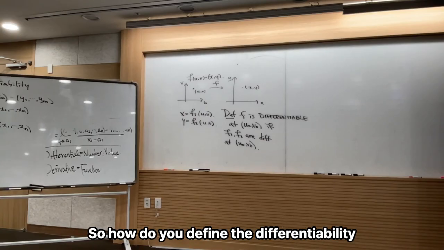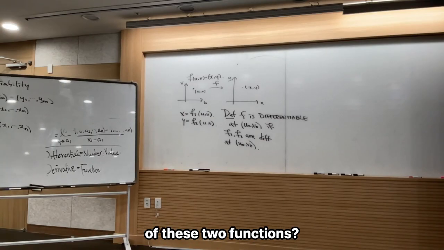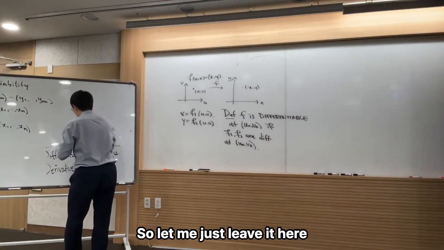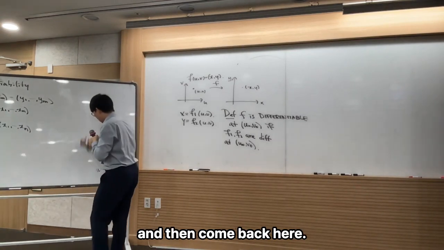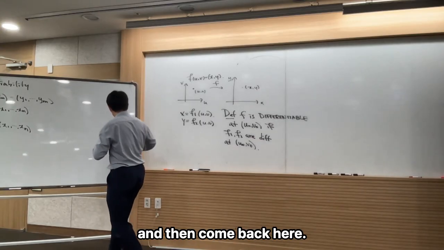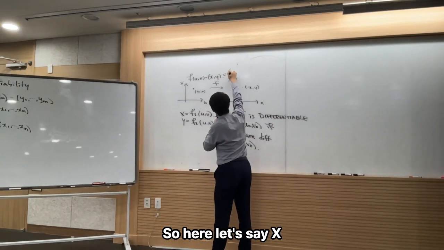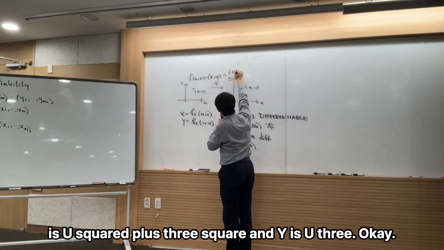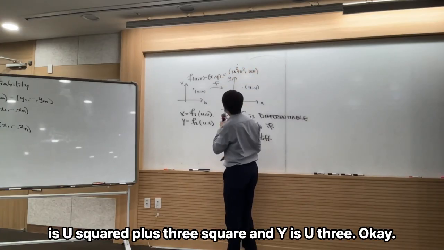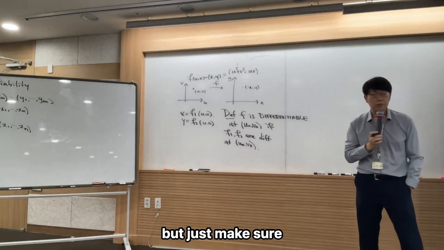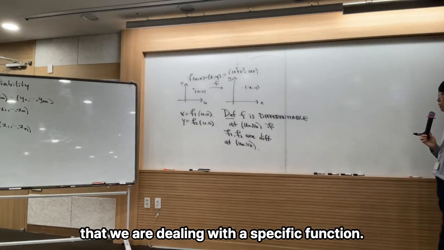How do you define the differentiability of these functions? Let me leave it here and come back to it. I'll give you an example. Here, let's say x is u squared plus v squared, and y is uv. The formula doesn't really mean anything here, but it makes sure that we are dealing with a specific function.